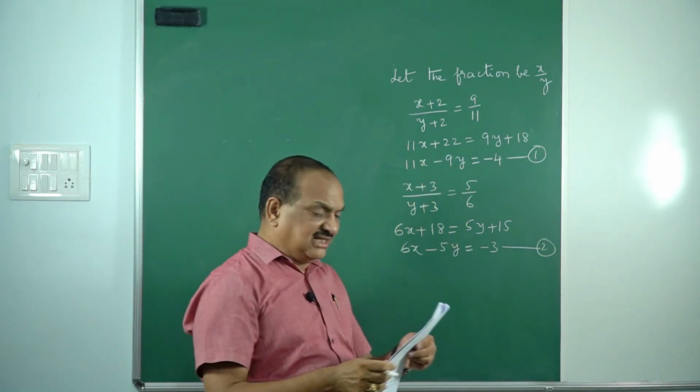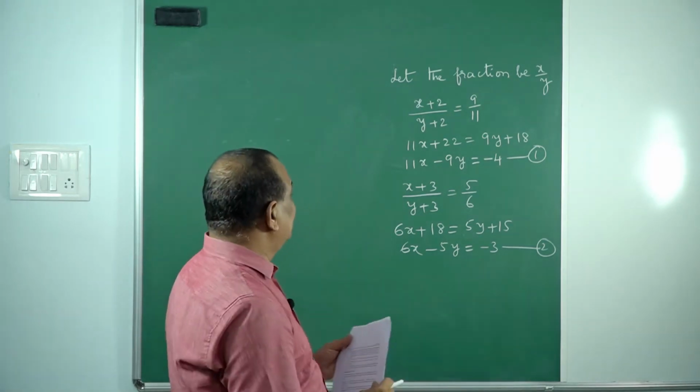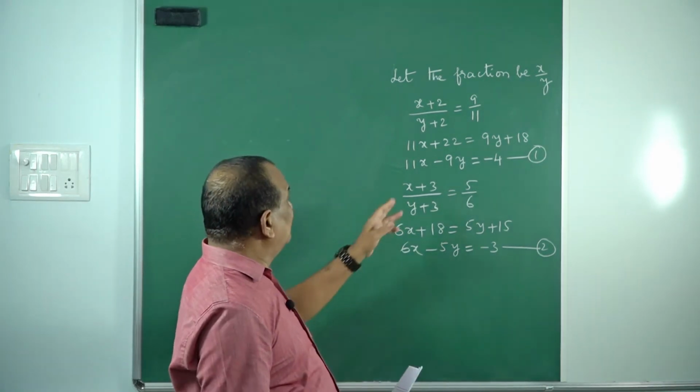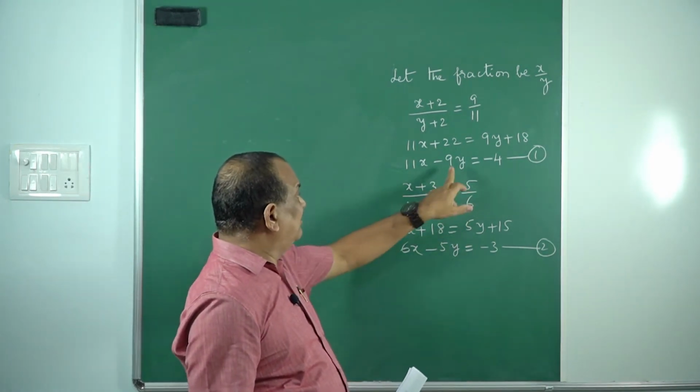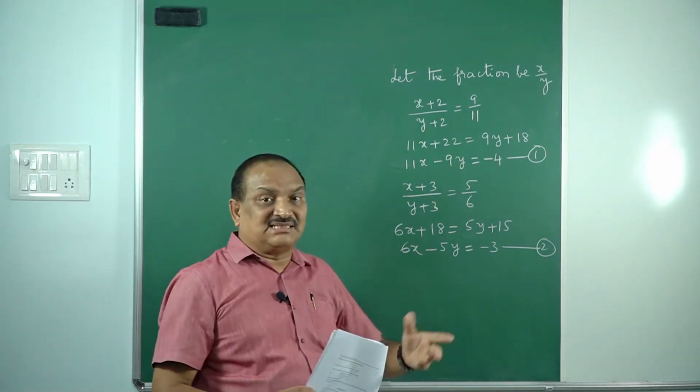And now he is asking you to solve using the substitution method. Okay, so can we have y from this? What we do here is we find the value of y from the first equation and substitute that in the second one, as simple as that.